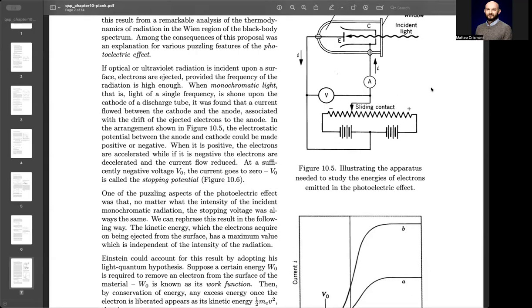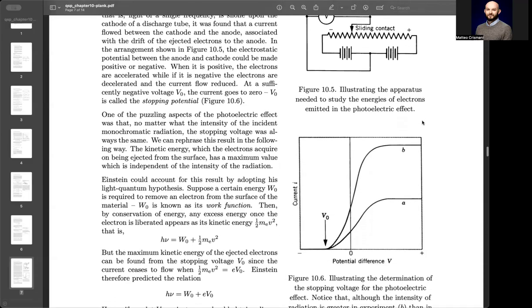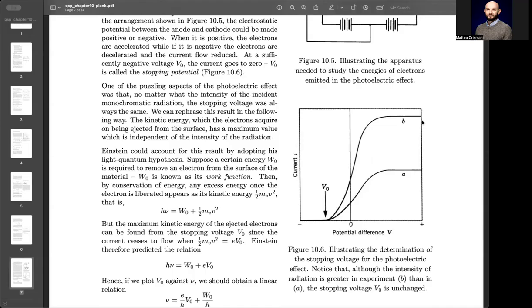Here's your voltmeter. This is the current going through the system. Okay, and what you can do here is you can say, let's think about the work. Let's think about the energy required to remove an electron from the surface of a material, in order to create the charge that you're measuring.